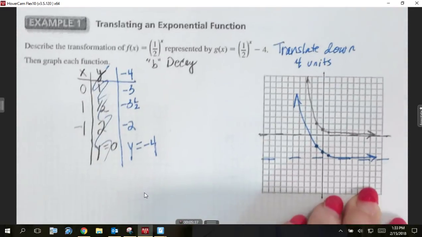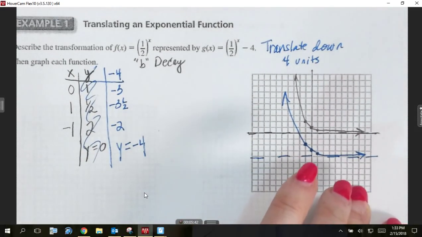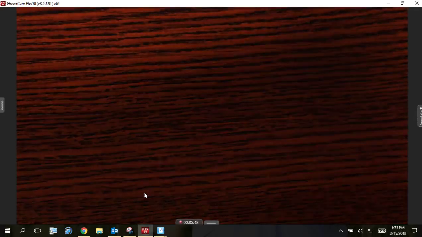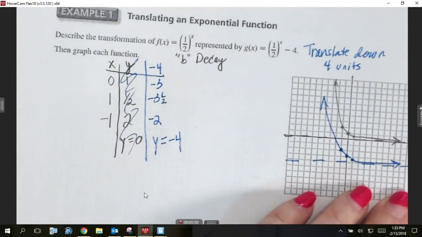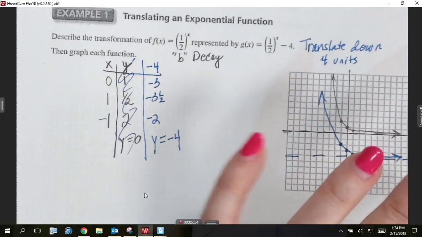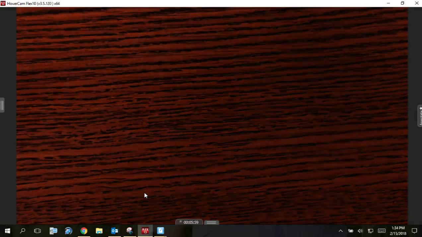Okay. So I have my transformation and my graph. Good? Okay. Why didn't I switch the x's and the y's? Because it's not log. We didn't have to do inverses because it's not log. You only do those for log.